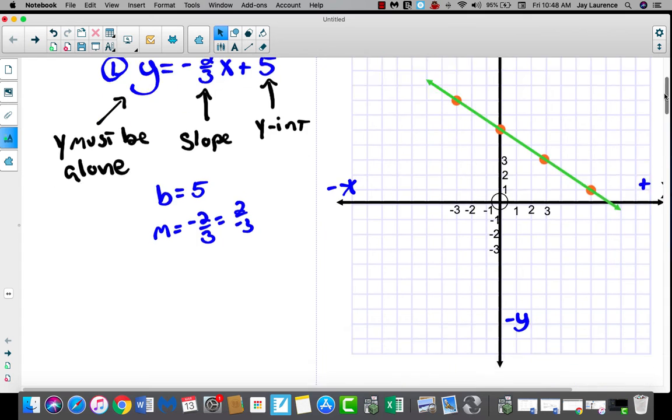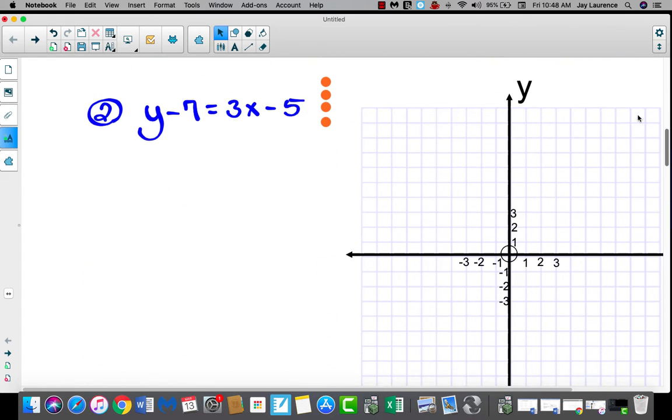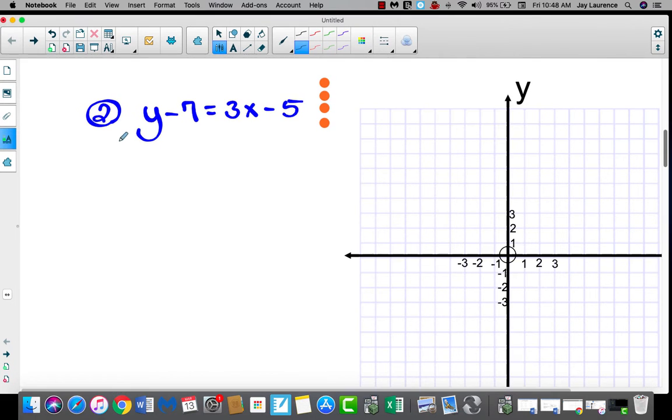All right, so let's go down here. Now in this one, I'm not in slope intercept, because y is not alone. It has a 7 attached to it by subtraction. Here's where I'm going to use my equation solving skills and inverse operations to get y alone.